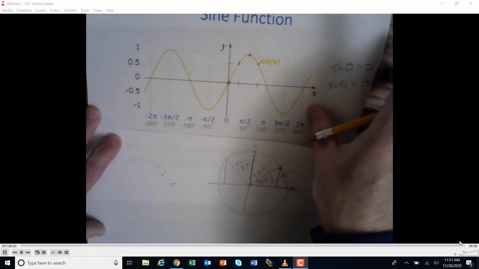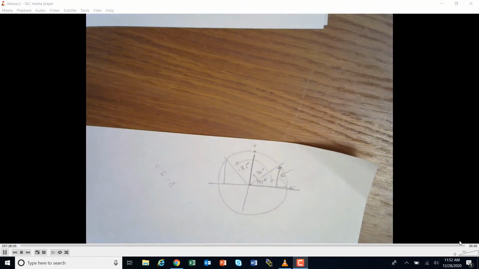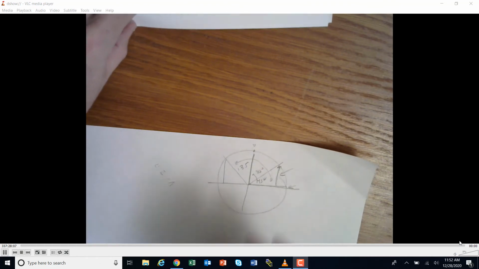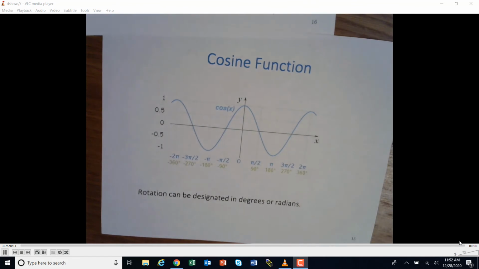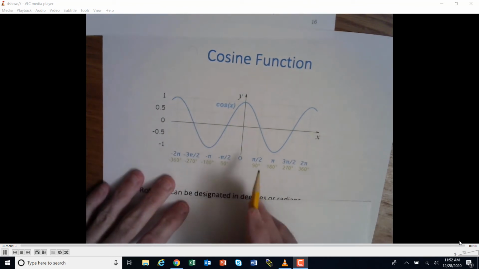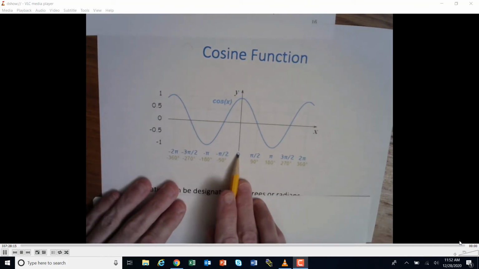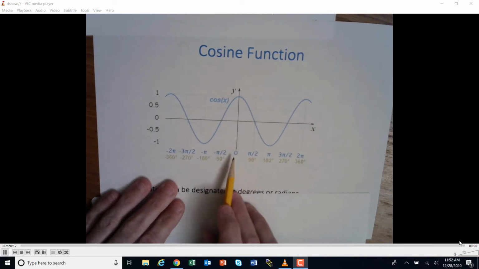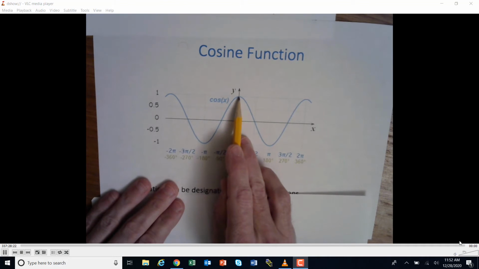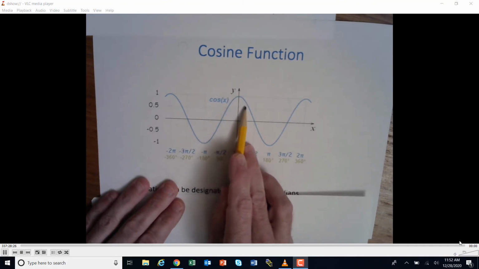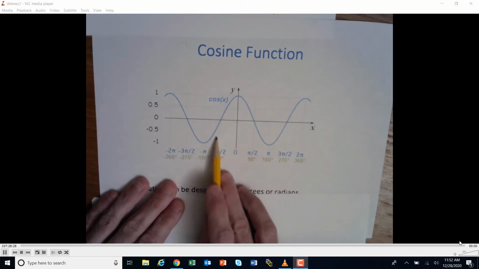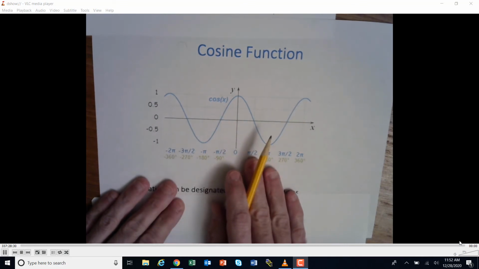Okay, the cosine works in a similar manner. What the cosine does is it tracks that adjacent side. So you can see that this one at 0 degrees is at 1, whereas the sine, the opposite side, happened to be 0. So this is a very similar curve right here. It's just shifted a little bit, okay?